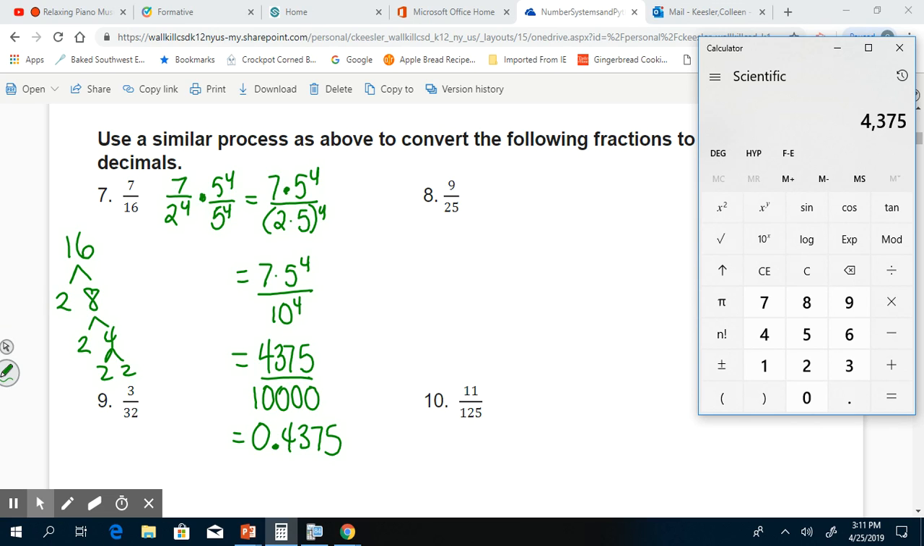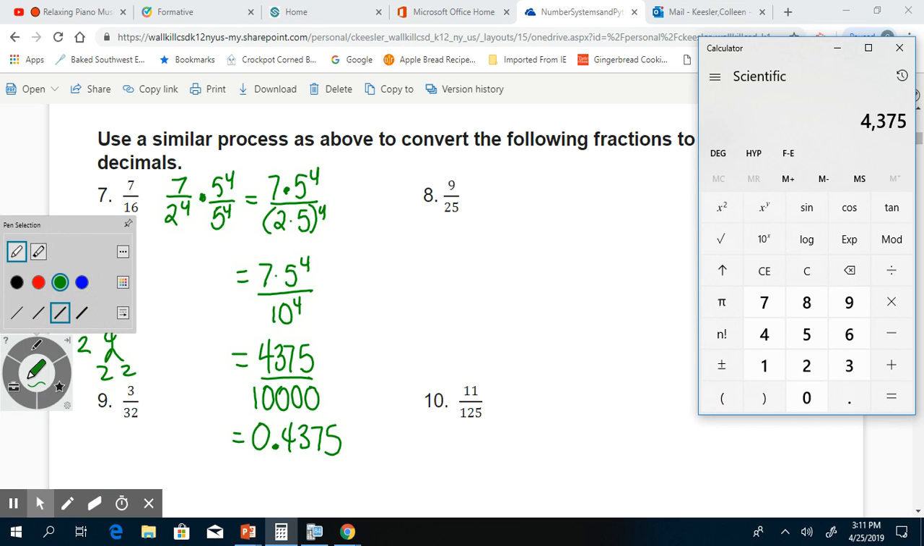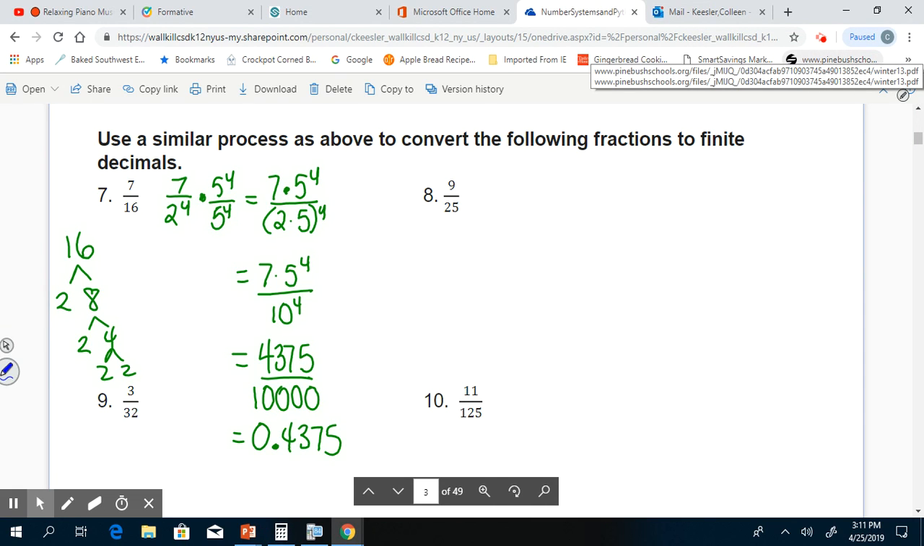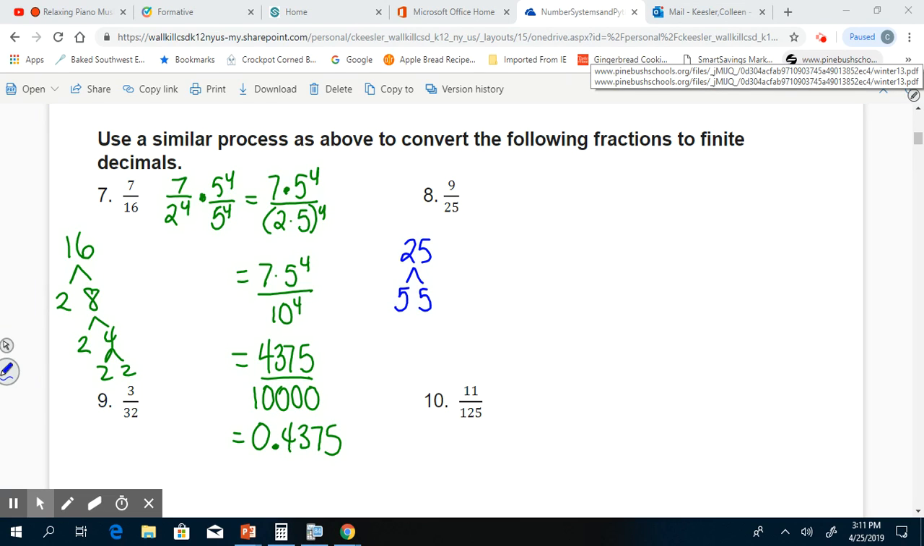Done. So I know it's easy just to use your calculator to convert it to a decimal, but you should be aware of this process and able to set it up. All right, so for the next one, we have 9 over 25. Now, 25 is 5 times 5. There's my 5s. So it's going to be 9 over 5 squared.